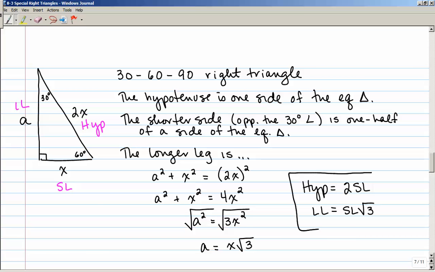So here are two short little formulas to memorize for a 30, 60, 90 right triangle. The hypotenuse equals 2 times the short leg, and the longer leg equals the short leg times the square root of 3. Let's do a couple examples to see how we're going to use these.